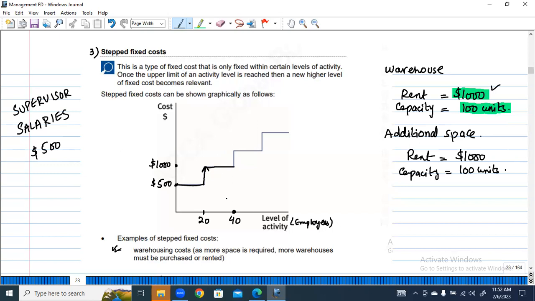One salary, a single salary, is a fixed cost. But when it becomes salaries, then it will be a stepped cost, step fixed cost. Clear?